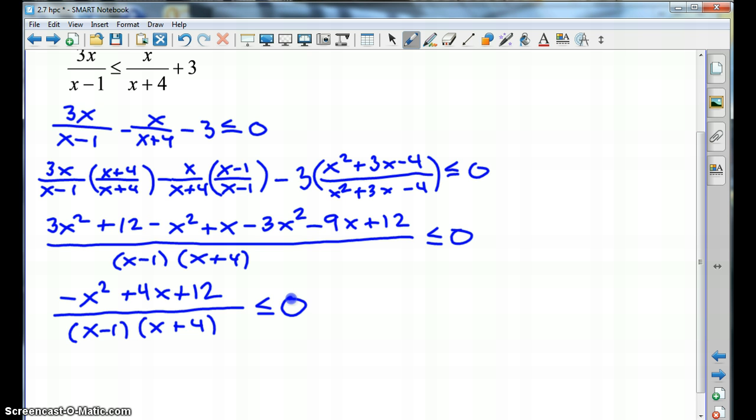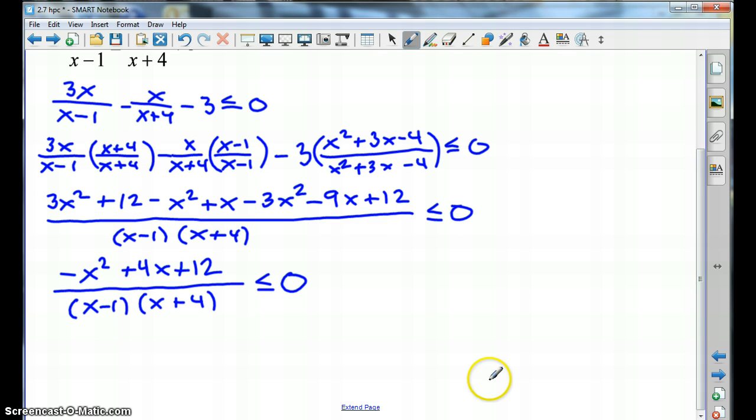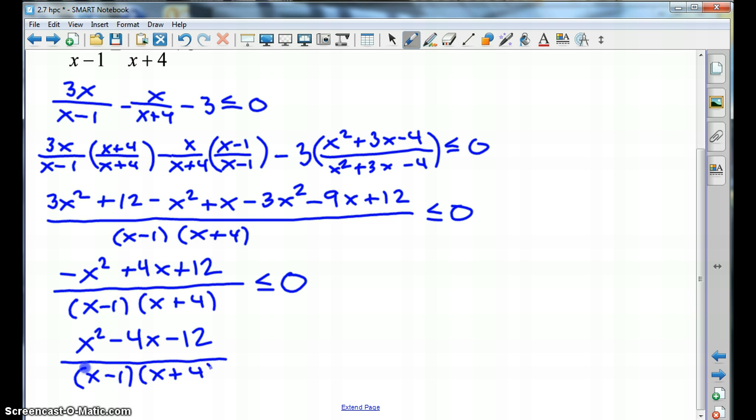Now we need to factor the numerator, but we run into a bit of an interesting situation here in that we have a negative lead coefficient. So what I'm going to do is actually divide both sides of the equation by negative 1, and this should give us a factoring problem that we're more used to. So my numerator has now been multiplied by negative 1. And remember, when you multiply or divide an inequality by a negative number, you've got to switch the sign.